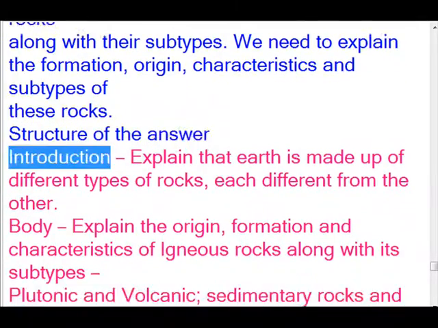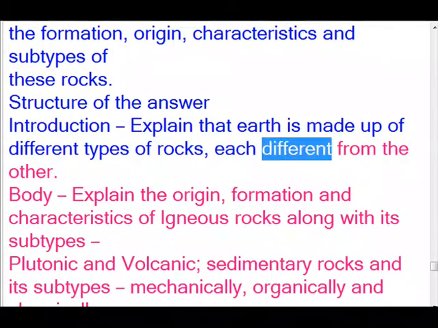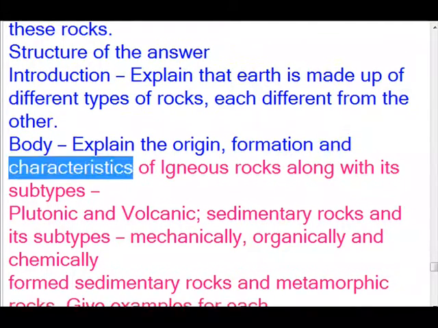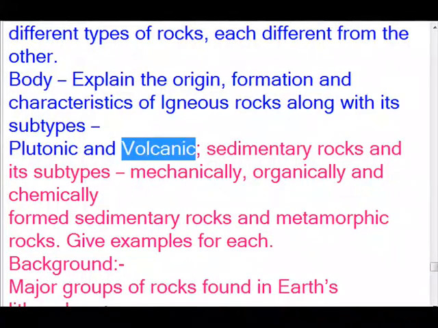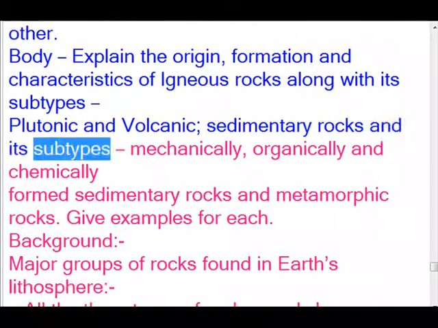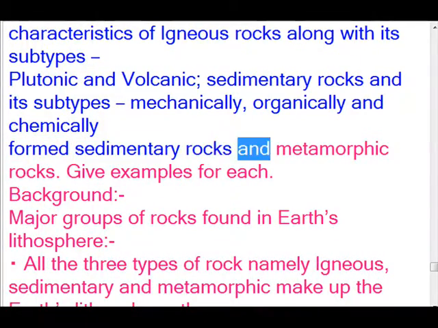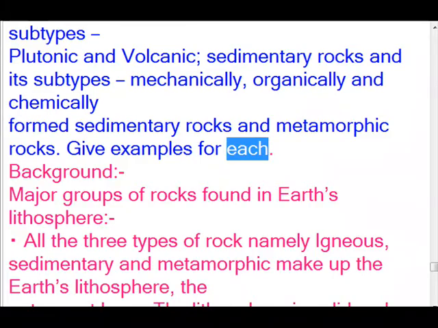Structure of the answer. Introduction. Explain that Earth is made up of different types of rocks, each different from the other. Body. Explain the origin, formation and characteristics of igneous rocks along with its subtypes, plutonic and volcanic, sedimentary rocks and its subtypes, mechanically, organically and chemically formed sedimentary rocks, and metamorphic rocks. Give examples for each.